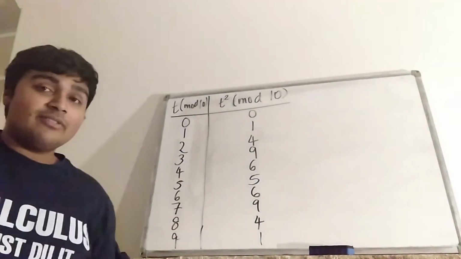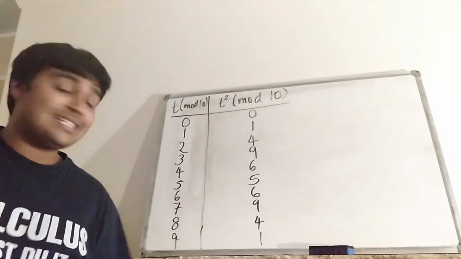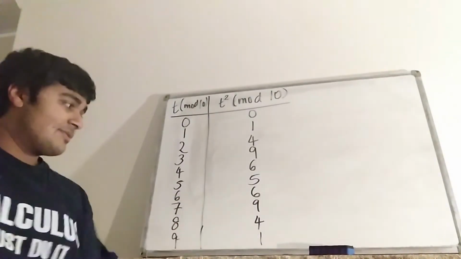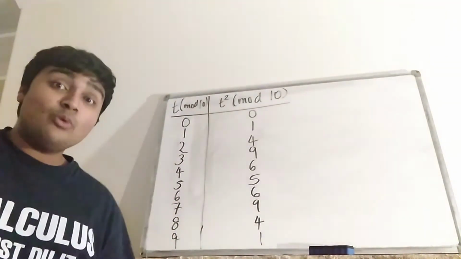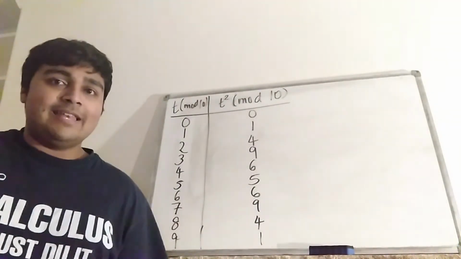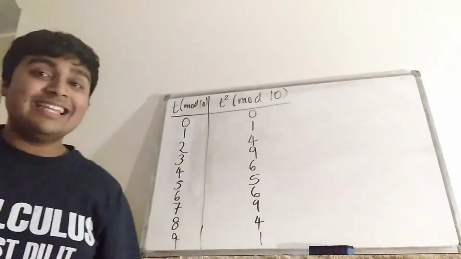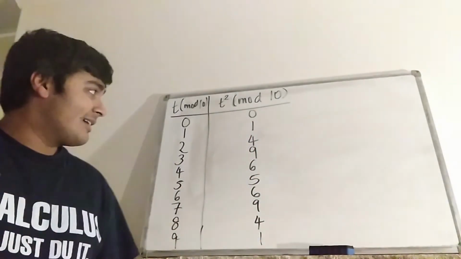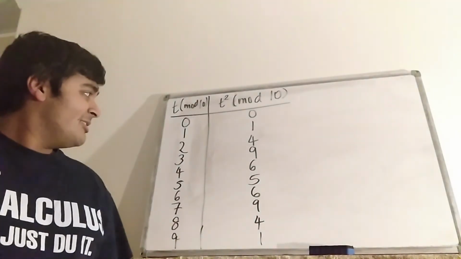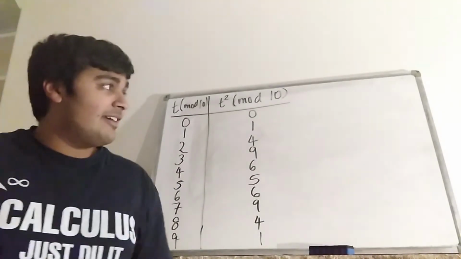5 squared is 25, which is 5 mod 10. 6 squared is 36, which is 6 mod 10. 7 squared is 49, which gives us 9 mod 10. 8 squared is 64, which is 4 mod 10. And 9 squared is 81, which is 1 mod 10. Now, I guess the one thing to notice is that none of these numbers in this column here is 3. None of them are 7, none of them are 8, but in particular none of them are 3. And this is why it's important.